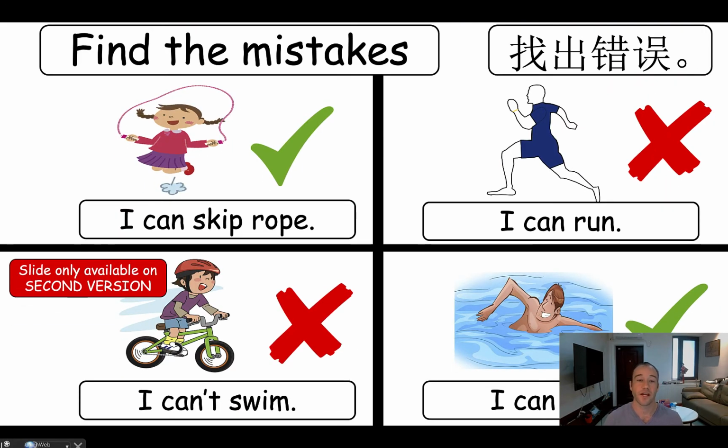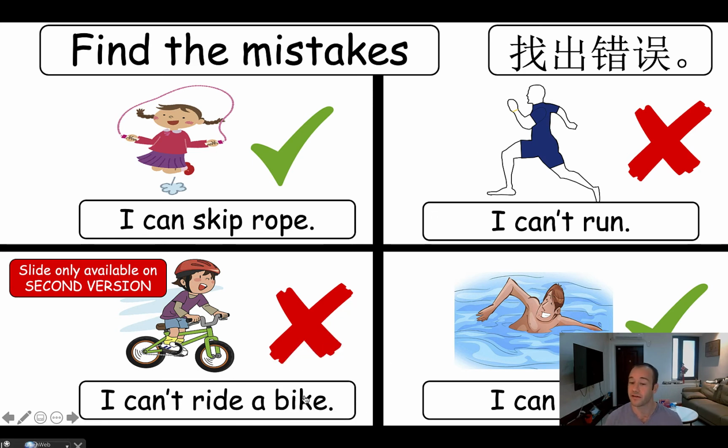And then we have another one here. They should be able to do this one much more easily. They should be able to look at it and say, oh, it should be I can't run. And this one, I can't swim. Yeah, it should be I can't ride a bike. Okay, good job, and let's move on.